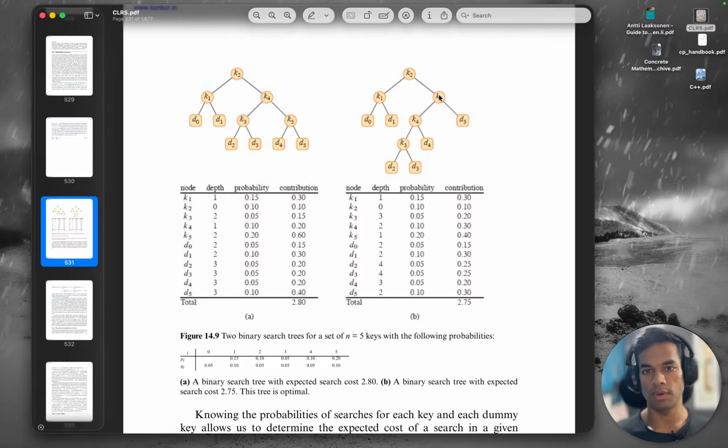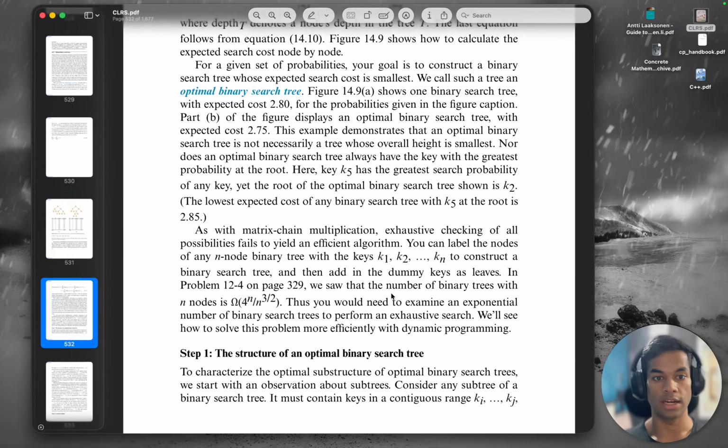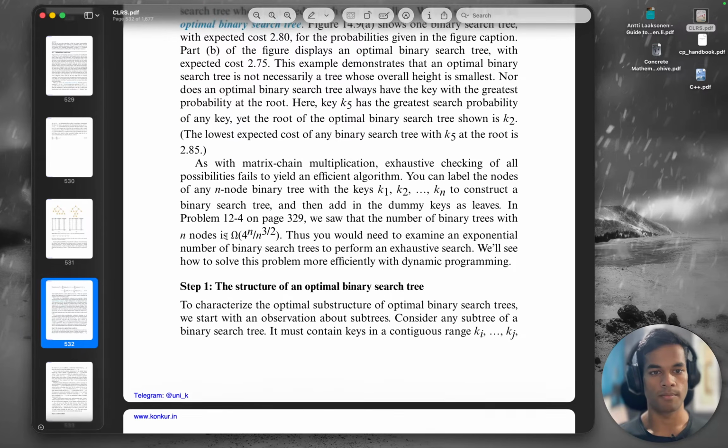So if we keep this key with the highest probability at the root, the lowest cost that we can get is 2.85. But if we get ourselves rid of that constraint and keep this K5 key anywhere we want, we can get an optimal cost of 2.75. That is much better than 2.85.